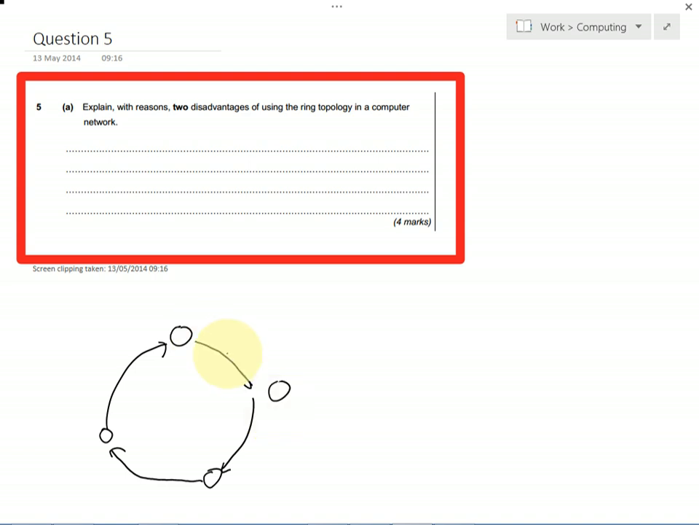But if there's a problem, as in a mouse eats this cable, or this cable gets broken or anything like that, then one break in one cable can completely cause the whole network to crash, because this computer can't talk to that one anymore. If there's a break here, it can't talk to that one, it can't talk to that one. One simple problem can cause the whole thing to crash.